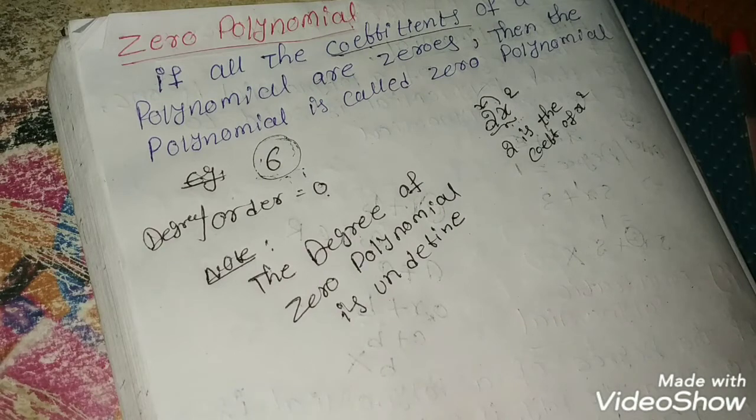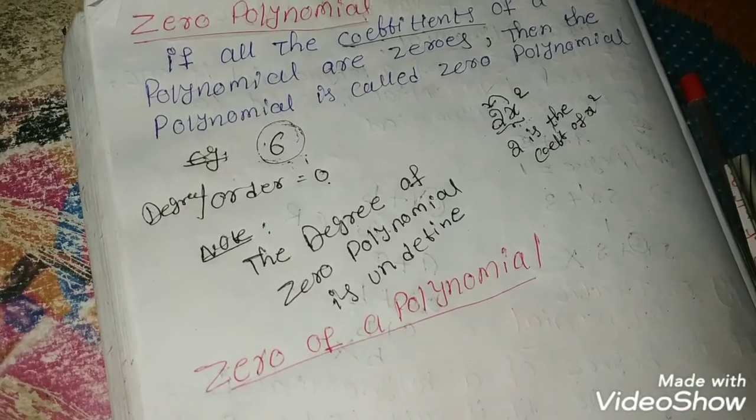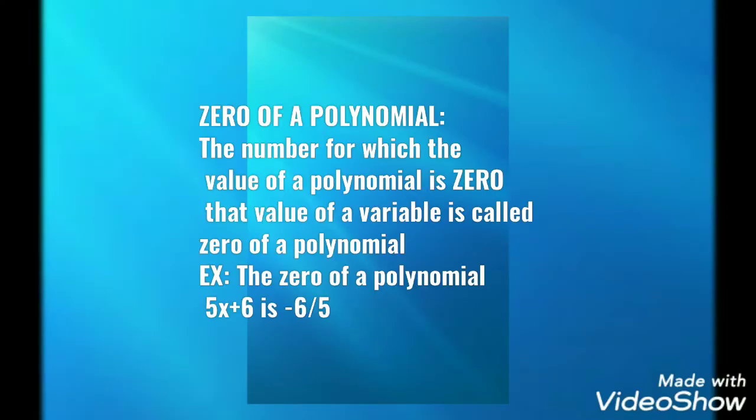The value of the variable, please note down, is called... See here, next one, zero of a polynomial. If you take any polynomial, like a linear polynomial or monomial, we need to get the zero of that. See the example below: the zero of the polynomial 5x plus 6 is minus 6 by 5.